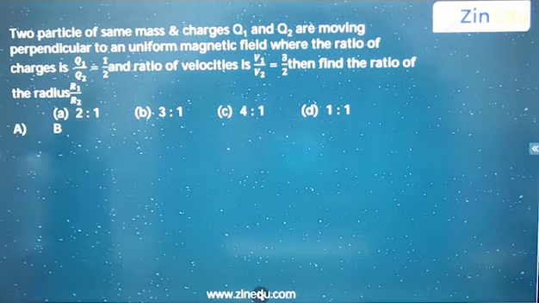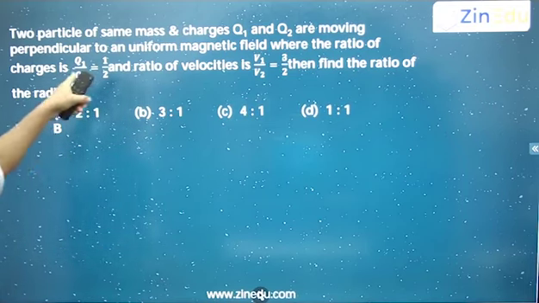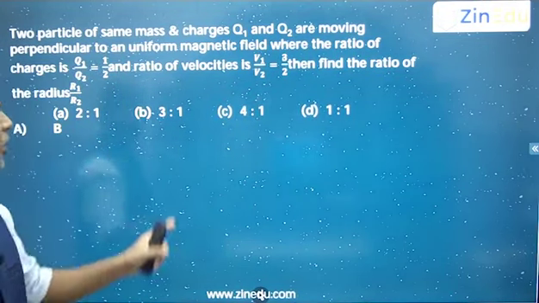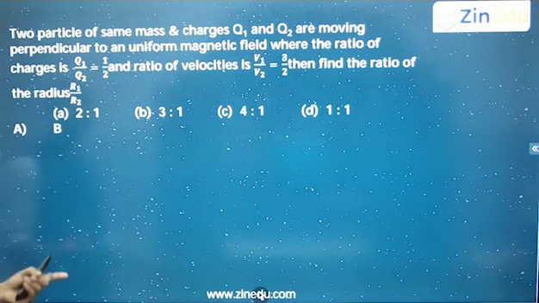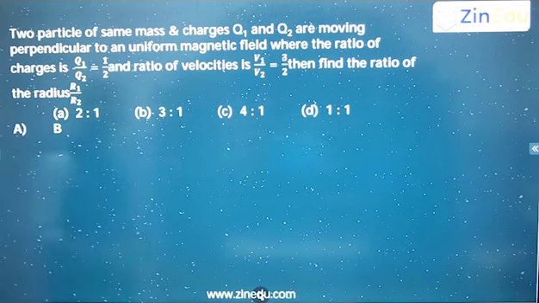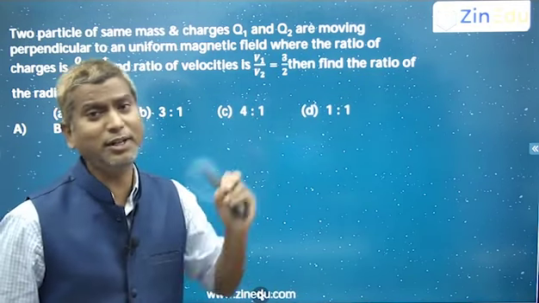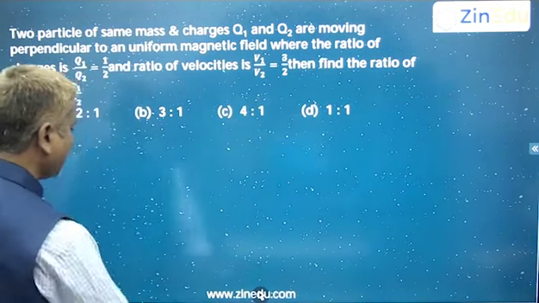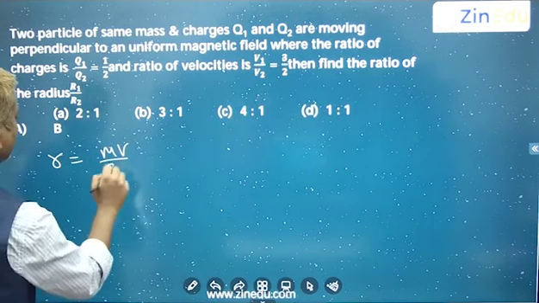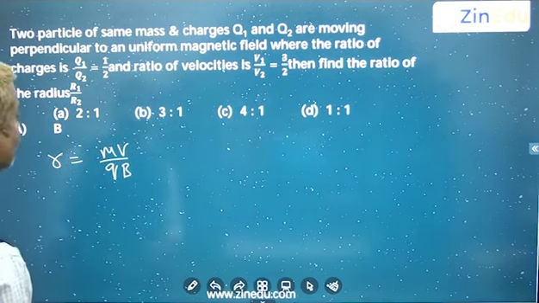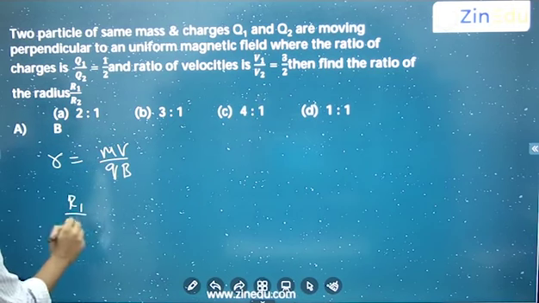So here in this question, two particles of the same mass, and charges are q1 and q2, are moving perpendicular to a uniform magnetic field, where the ratio of charges q1 to q2 is 1:2 and the velocity ratio is 3:2. Then find the ratio of the radius. So you know that whenever charges enter perpendicular to a uniform magnetic field, they will execute a circular path, and the radius of that circular path will be r is equal to mv by qB. Yes or no? So now they are asking the radius r1 upon r2.